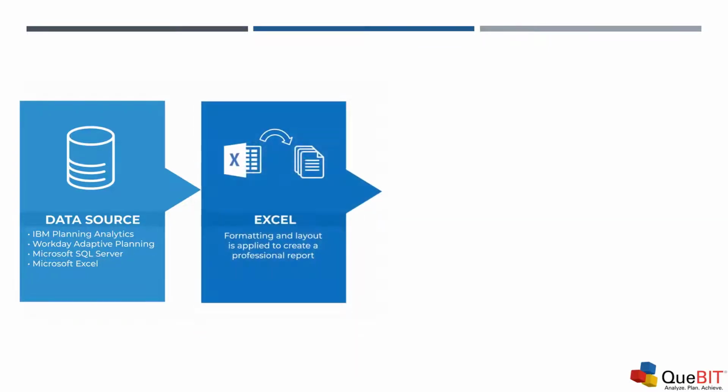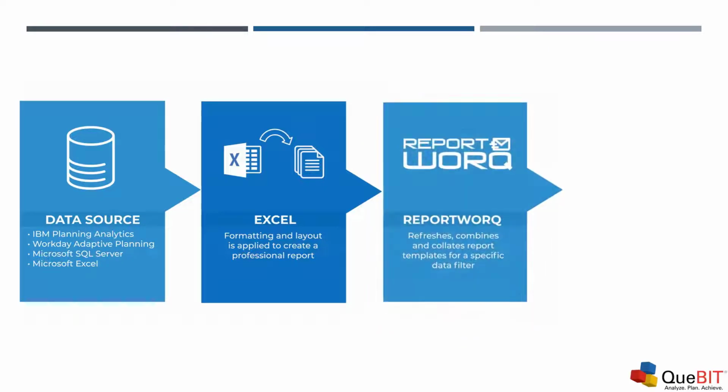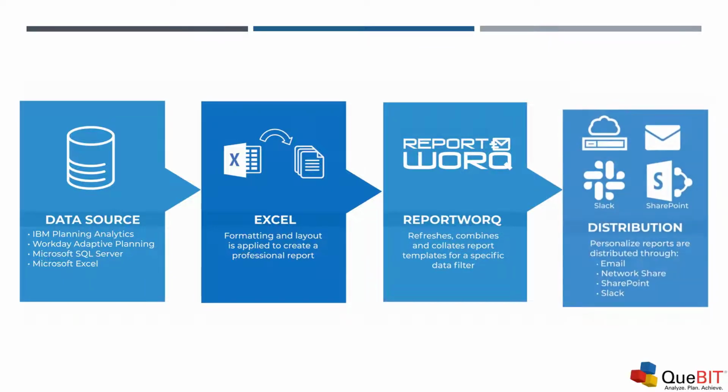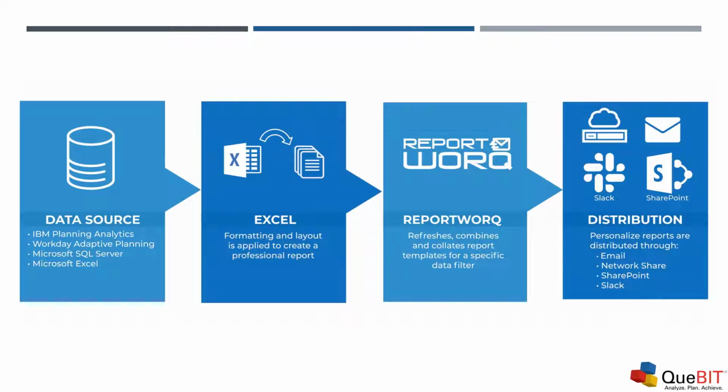ReportWorks is capable of refreshing data from these sources before generating and distributing the reports. ReportWorks also provides bursting functionality, whereby reports can be sent to many people with the data from these sources filtered specifically to what the recipients should see. As reports are built, combined, and collated, ReportWorks will distribute the final Excel, PDF, or HTML reporting packet to either a network drive, an email address, a SharePoint site, or even a Slack channel.